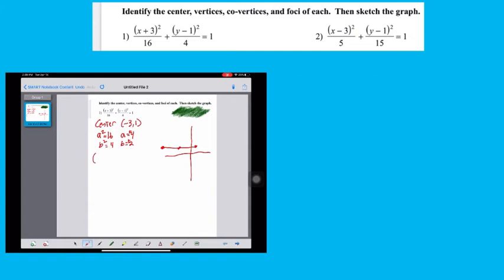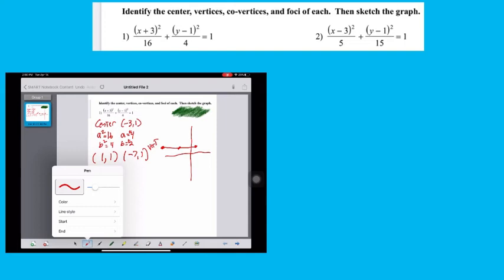So our vertices are going to be at -3 plus 1. -3 plus 4 is 1. So we've got 1, 1 is our vertex. And then -4, so -7, 1. So there's our vertices.